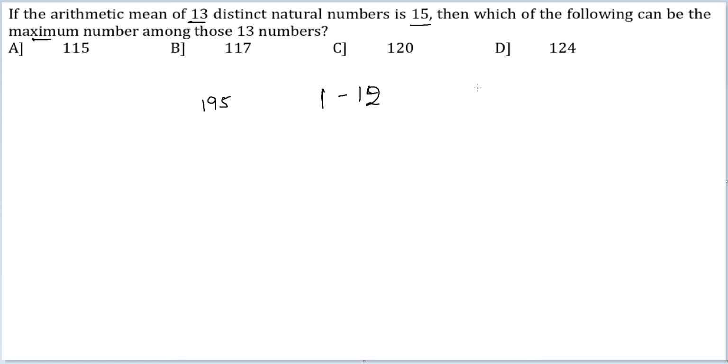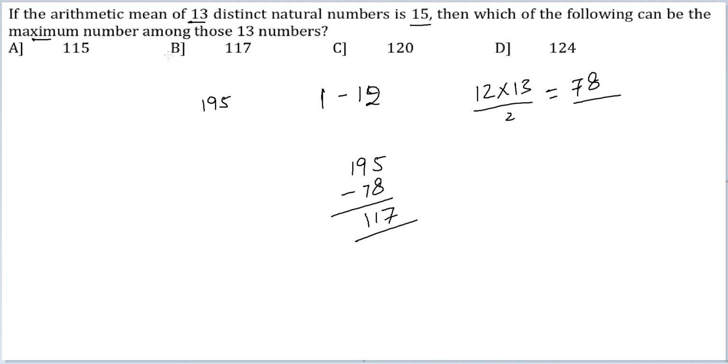So the sum of the first 12 natural numbers is 12 into 13 by 2, or 78. So the first 12 natural numbers give me a sum of 78. The 13th number itself will be 195 minus 78, or the sum will be 117. The answer to the question will be option B, 70.